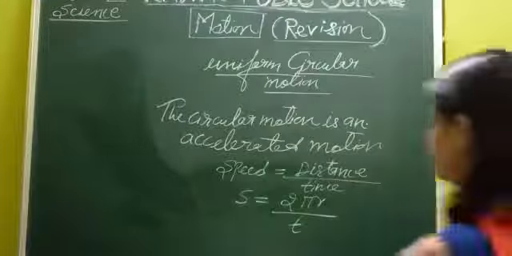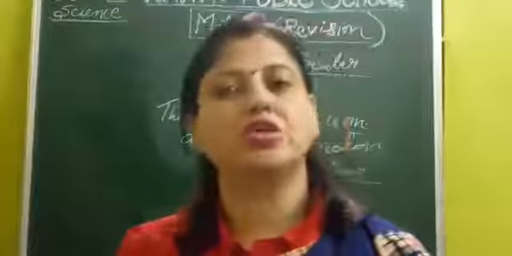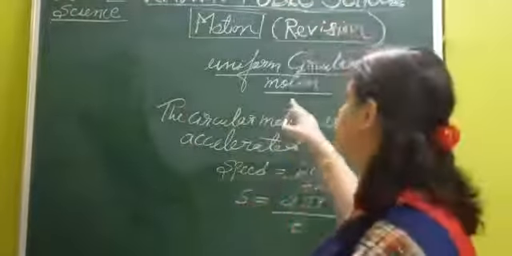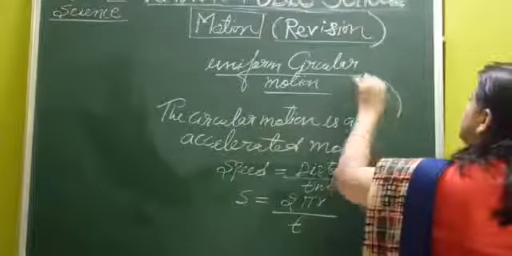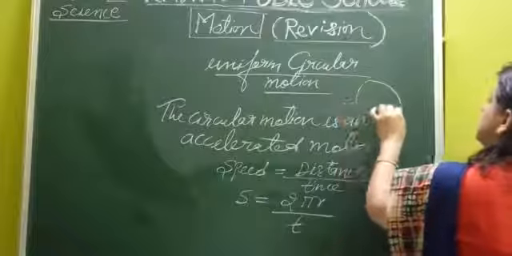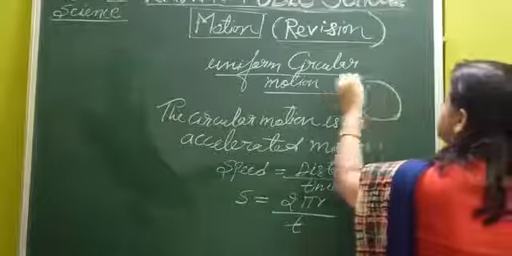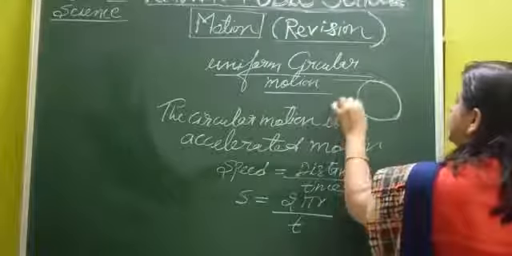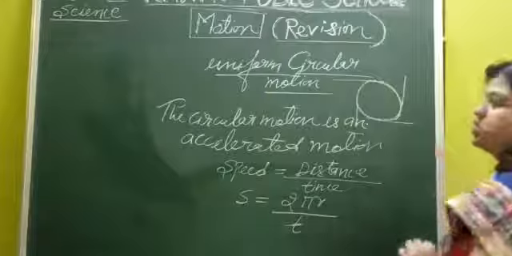Students, next is the uniform circular motion. When any object is moving in a circular path, this motion is known as circular motion. The object is moving in a circular path. So in this circular motion, the direction is changed at each and every point. At every point the direction of the object changes.